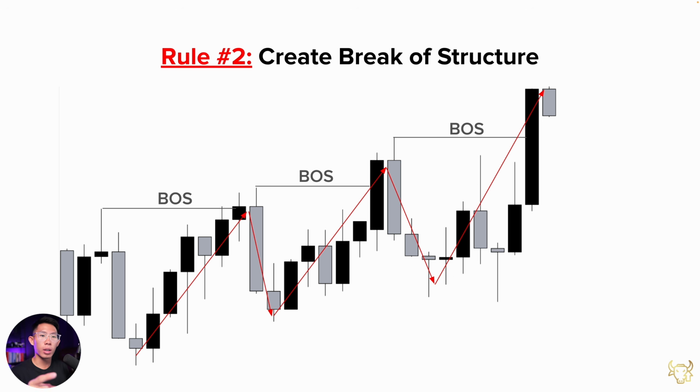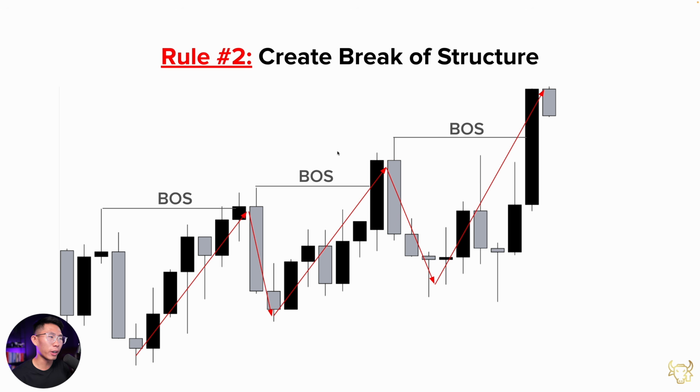Every single time price breaks the previous high, it will create what we call the break of structure. You can see right here that we have your break of structure. Once again, price breaks through the last higher high and creates another break of structure, and when price once again breaks the last high, it creates another break of structure. That is why, in order for an order block to be valid, it has to create a break of structure.